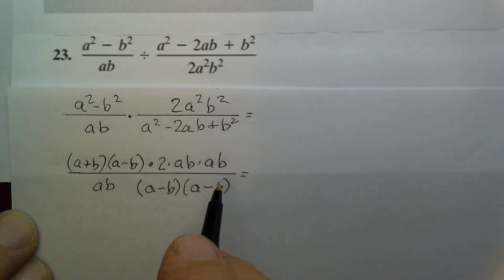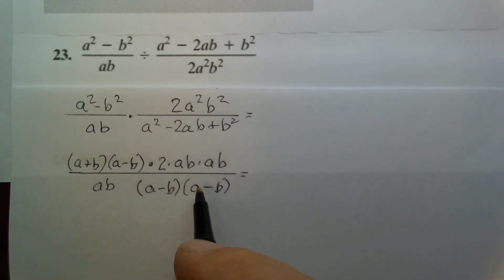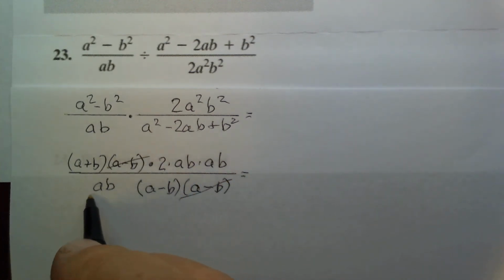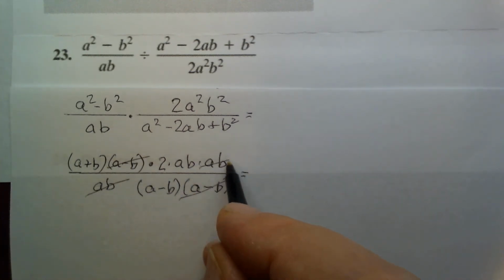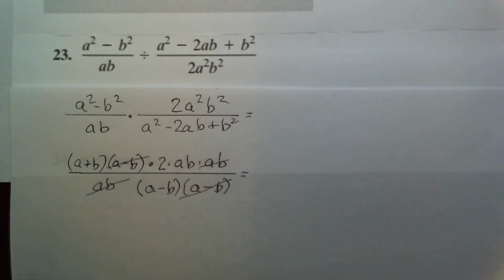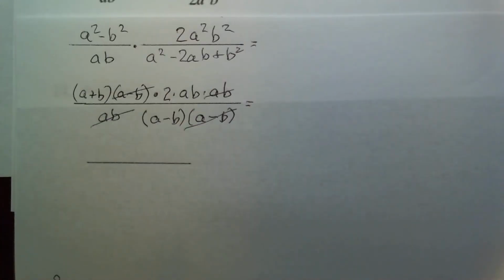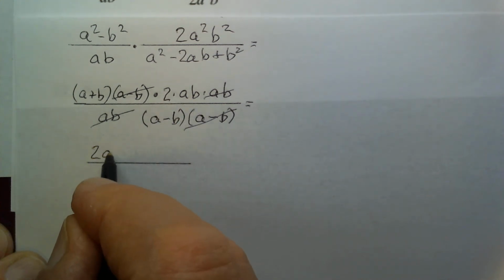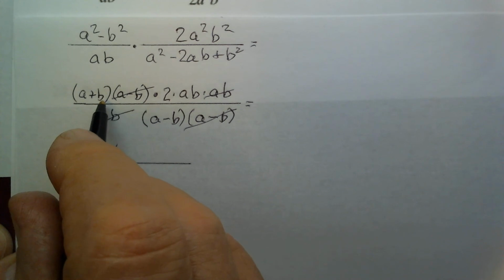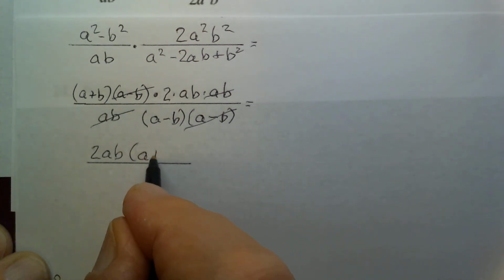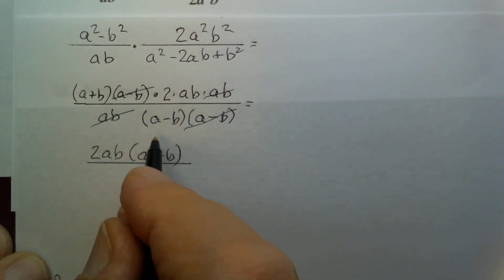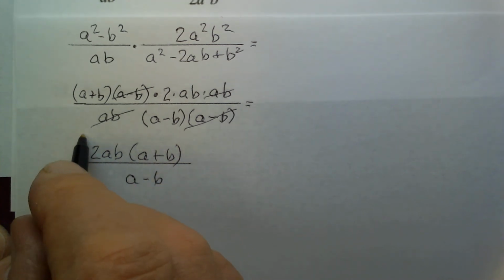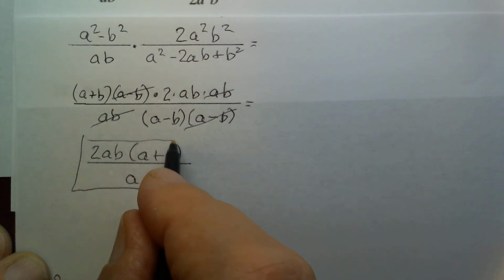Now we're looking for factors to cancel. And we can certainly cancel the a minus b against the a minus b, and the ab against this ab. So what is remaining is 2ab times a plus b in the numerator, and in the denominator we have a minus b. So that is the answer for number 23.